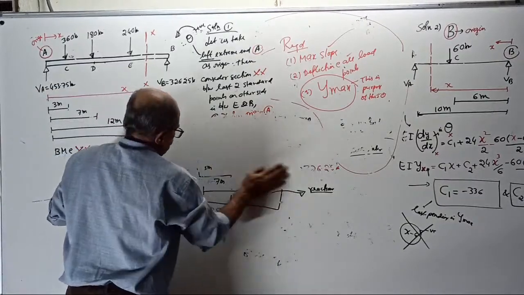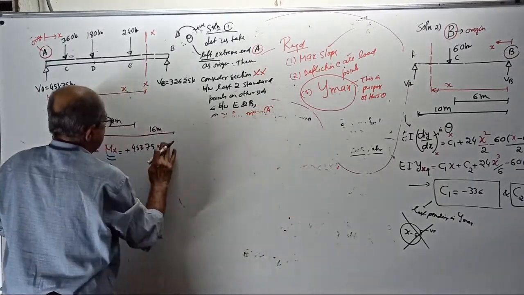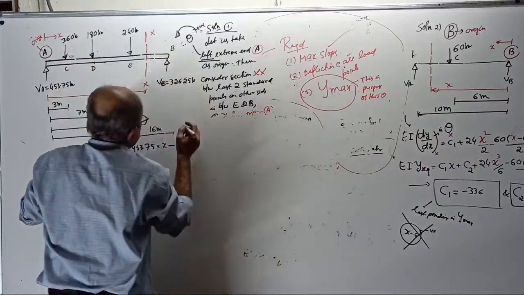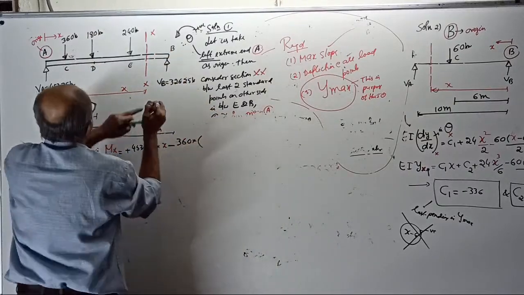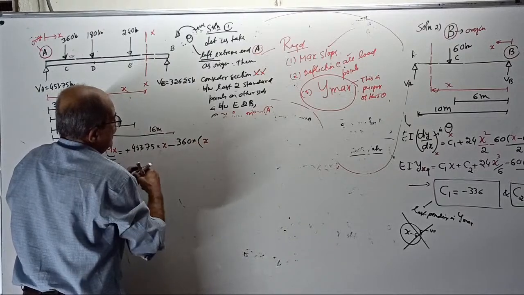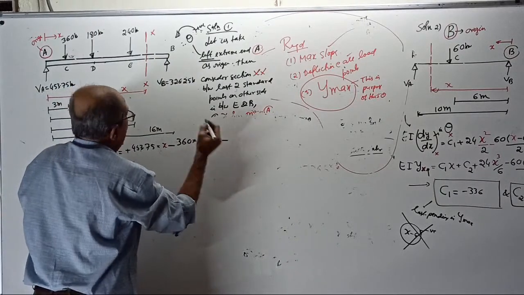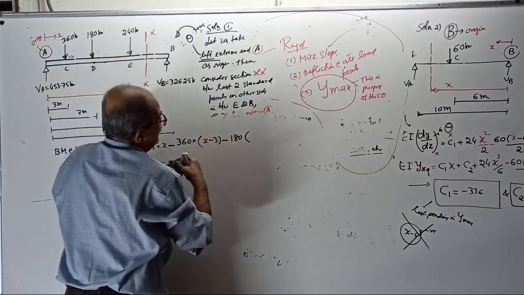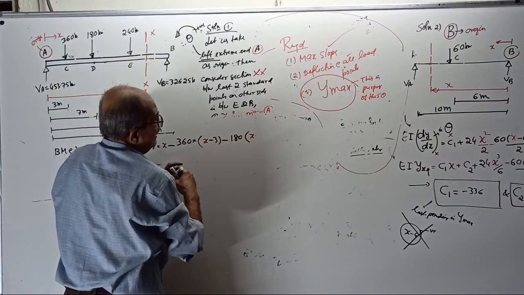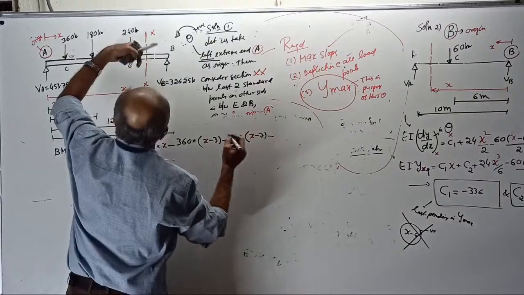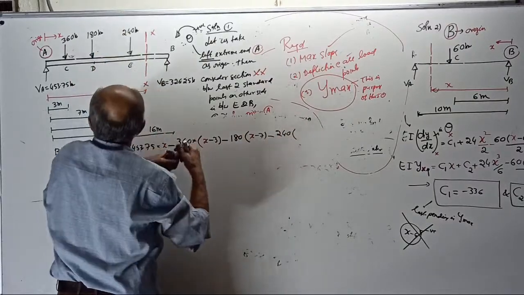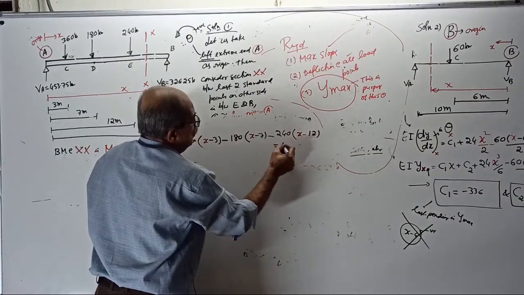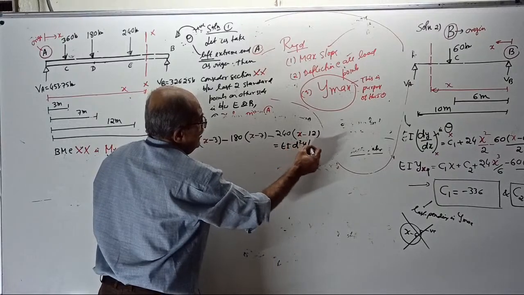I'll give you two work for you now. You should correctly work out now. Into X, see, into X, then minus 360 into X minus 3, again minus 180 into X minus 7. These all systematically told for you earlier. Again minus 240 into X minus 12, equate to EI d square y by dx square.